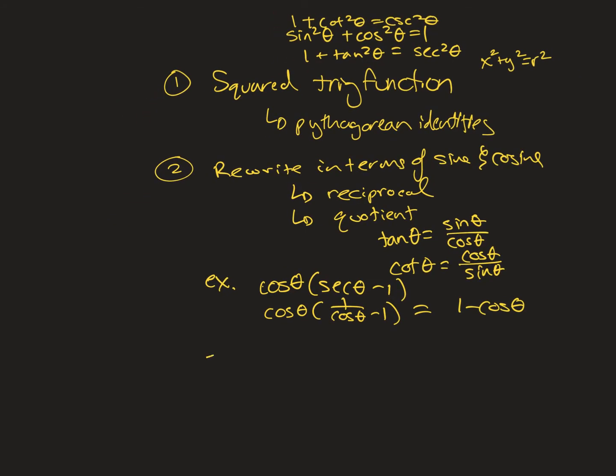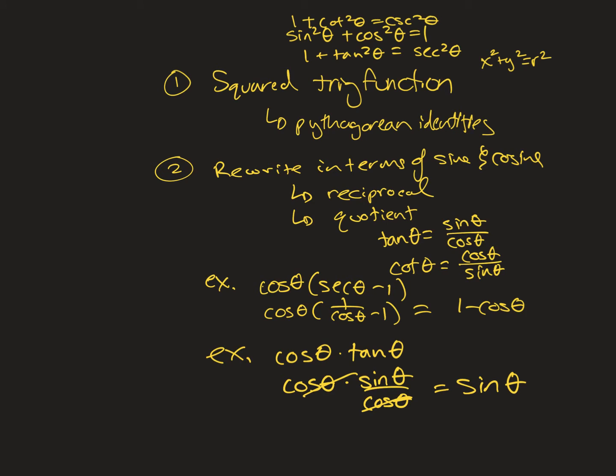Or another example would be, say I see in a particular problem, I've got cosine theta times tan theta. Again, let's think, okay, tan theta, can I rewrite that in terms of sine and cosine? Well, tangent is just sine over cosine, that quotient identity. And yes, this makes it much simpler, just sine theta. Okay, so squared trig function, Pythagorean identity. Maybe it's a good strategy to rewrite things in terms of sine and cosine.